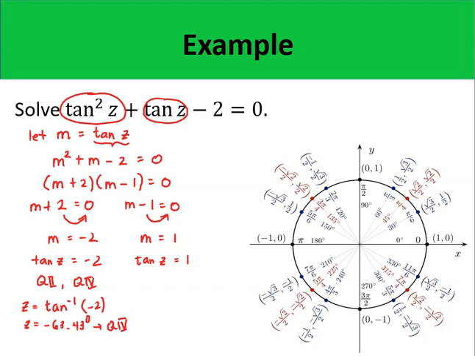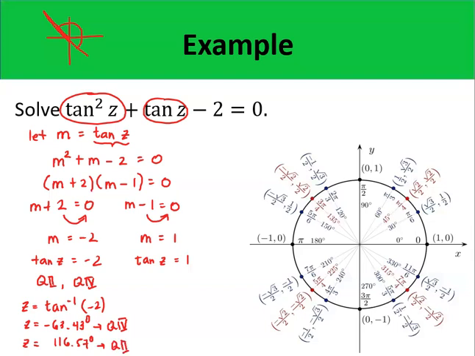So in order to get the other angle in quadrant 2, we have to add 180 degrees. Because if your angle is in quadrant 4, adding 180 degrees will give us an angle in quadrant 2. So in that case, z is equal to negative 63.43 plus 180 degrees, and that gives us 116.57 degrees, which is in quadrant 2.